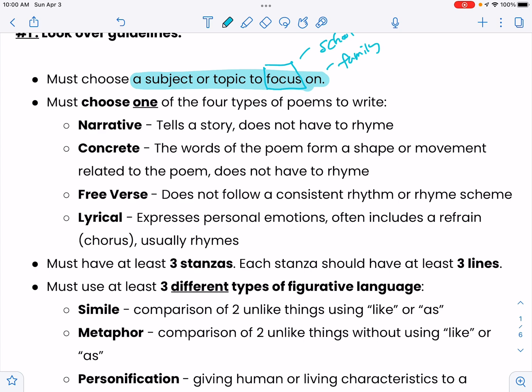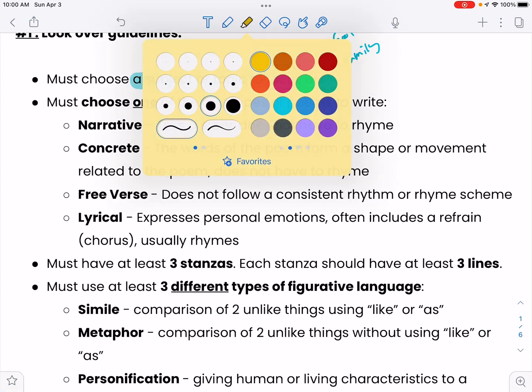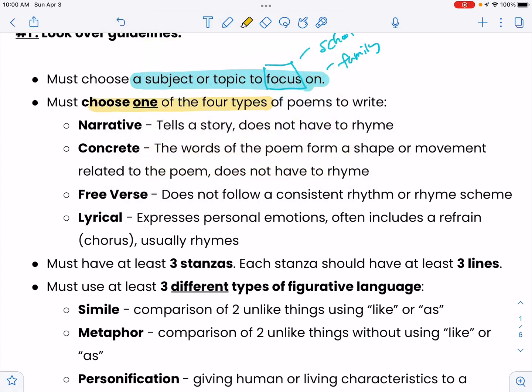Next, choose one of the 4 types of poems to write. So when we took notes on poetry, we went over that there are 4 types of poetry. There's narrative, concrete, free verse, lyrical. You're going to choose one of these 4 types.